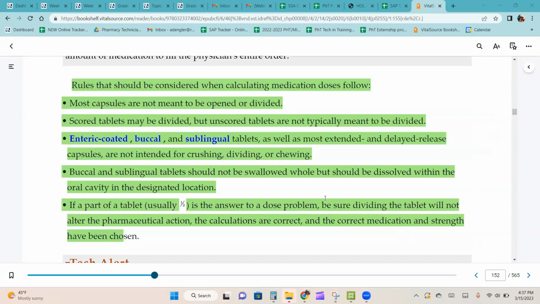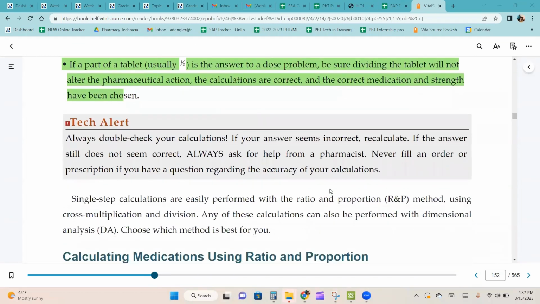The calculations must be correct, and the correct medication and strength must have been chosen. Always double check your calculations. If your answer seems incorrect, recalculate. If the answer still does not seem correct, always ask for help from a pharmacist.